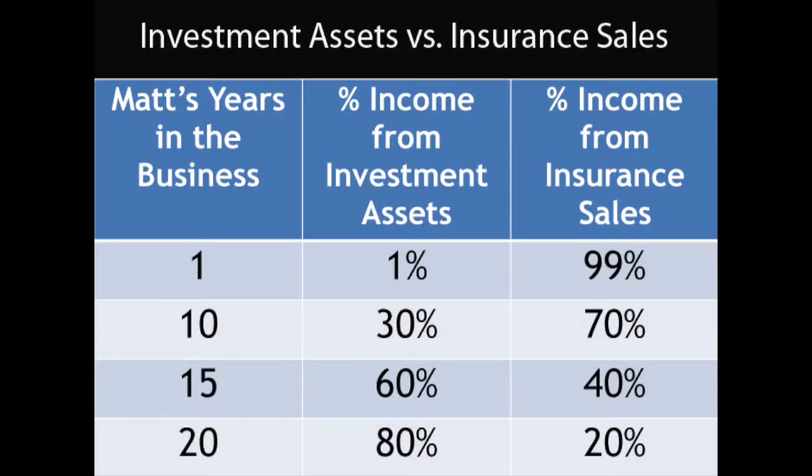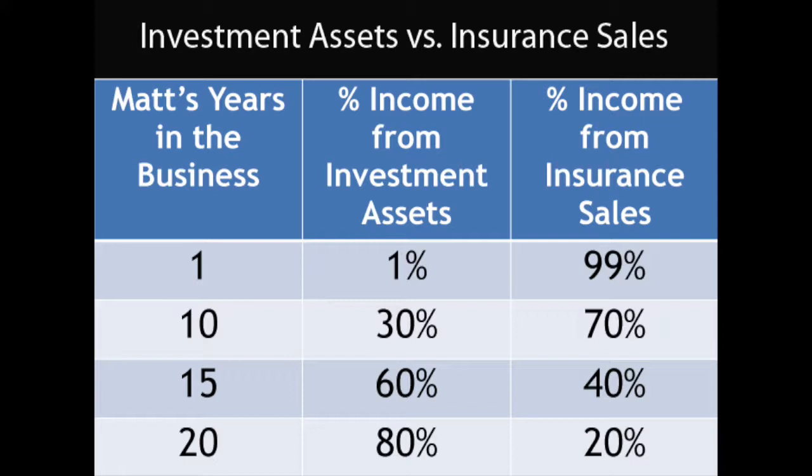Matt, can you talk about this? This is the number of years Matt's been in the business. And so he's saying don't make the same mistake as he did. Take a look at this. Yeah, so I think this chart, when Jason and I put this together, was let's start in year one. How much of my income came from investments and how much came from insurance sales? And it probably should have been 100-0 because there really wasn't anything at all from anything investment related.